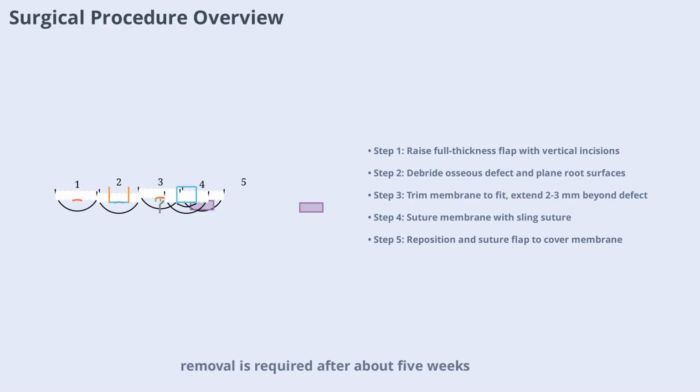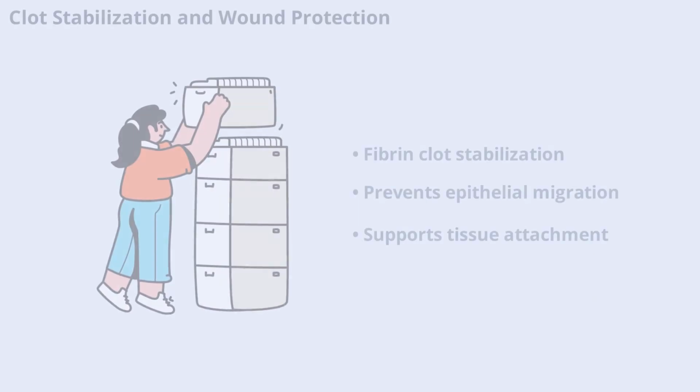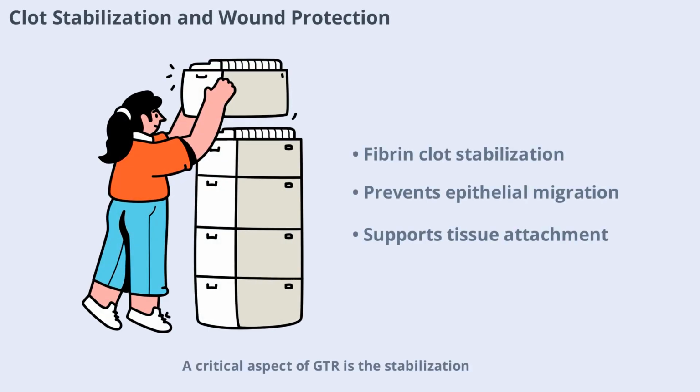For non-resorbable membranes, removal is required after about 5 weeks. A critical aspect of GTR is the stabilization of the fibrin clot and protection of the wound. The barrier membrane preserves the root surface and prevents apical migration of the gingival epithelium. This allows for connective tissue attachment during the early stages of wound healing. By maintaining space and protecting the clot, the membrane creates an optimal environment for regeneration, supporting the formation of new periodontal tissues.